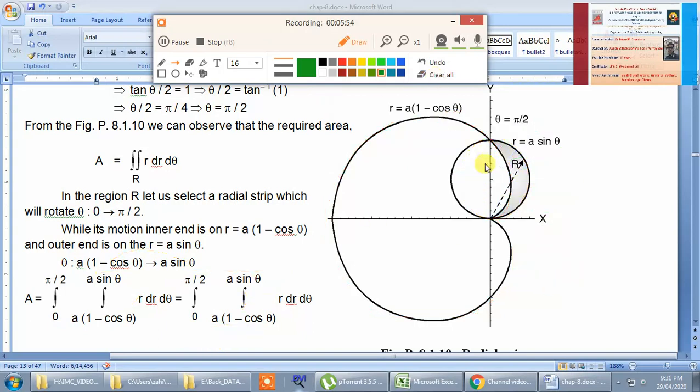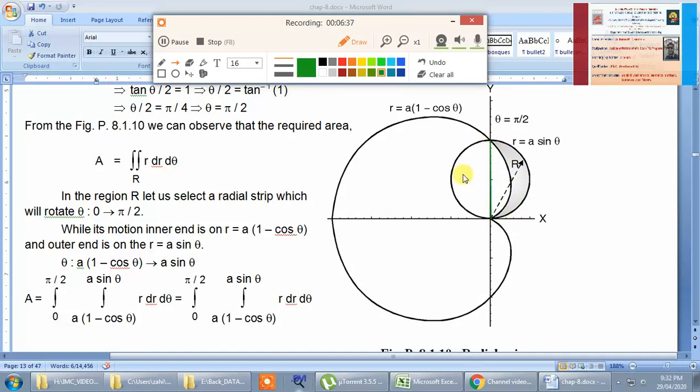Let me clear all this. So this is the region, and now for the limits, I'm going to take a strip. This is an arbitrary position of the strip. It is a radial strip because all the curves here are polar curves, and this radial strip will rotate from theta equal to 0 up to theta equal to pi by 2. During its motion, you will find that the inner end of the strip will be on the cardioid, r equal to a(1 - cos theta), whereas the outer end will be on r equal to a sin theta. So theta varies from 0 to pi by 2.